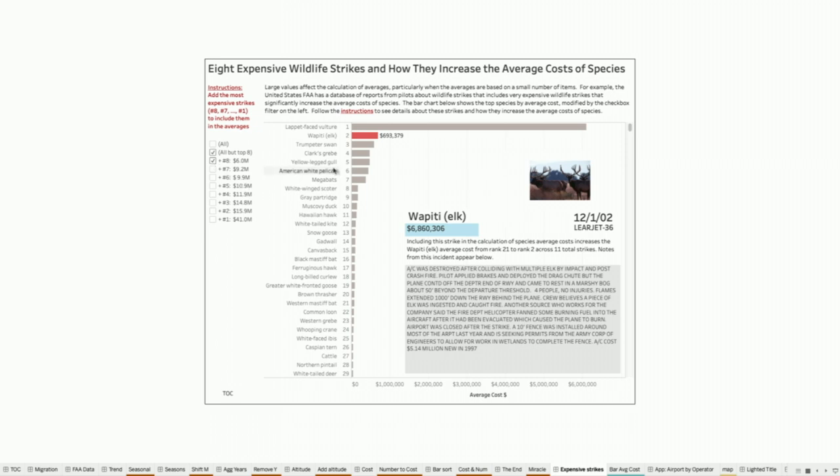I will publish this when we finally have animation running on Tableau Public. What's really fun here is to read the remarks from the pilot about this particular strike. This particular one, they hit the elk on landing. Elk bits were ingested into the engines of the plane. There were flames down the runway. The passengers on board the Learjet survived and were safe. So the descriptions here are fascinating, and in fact the whole data set's full of really interesting descriptions.